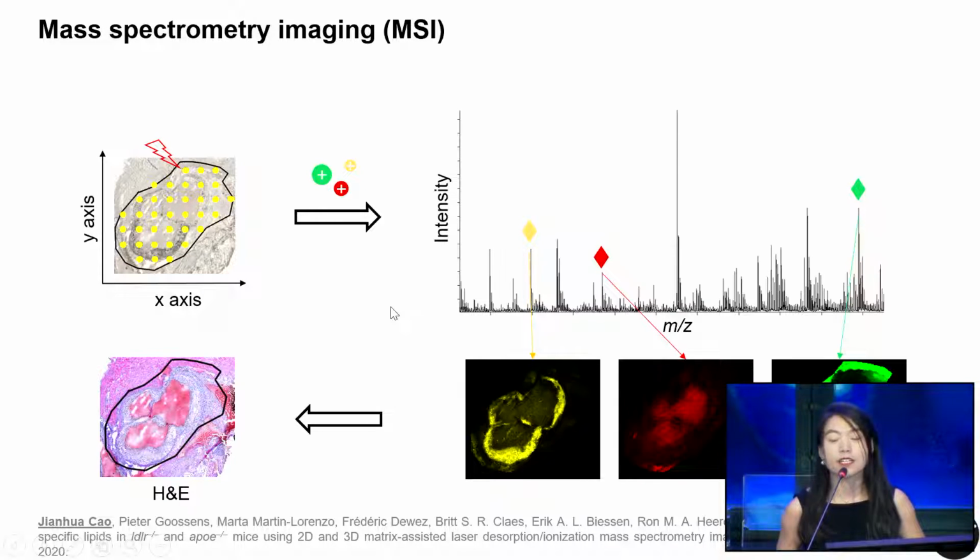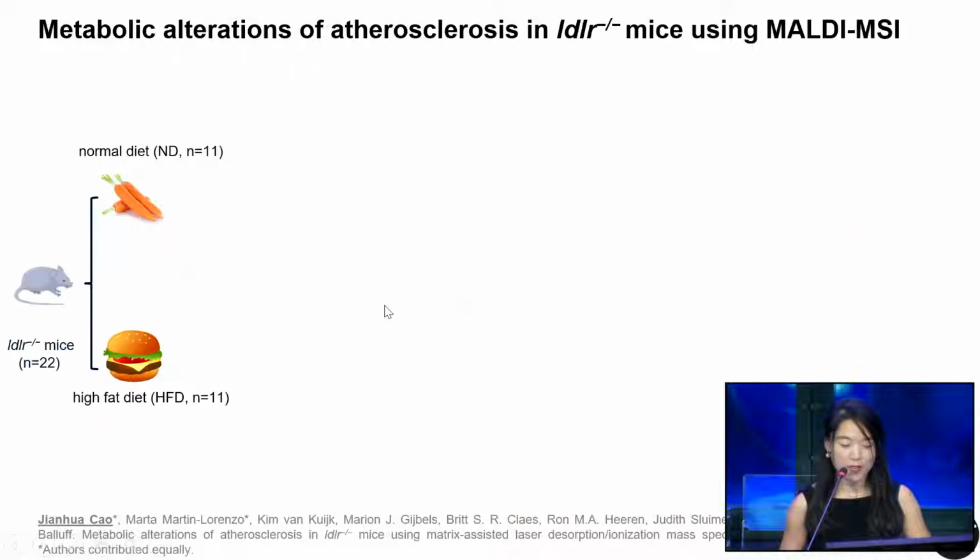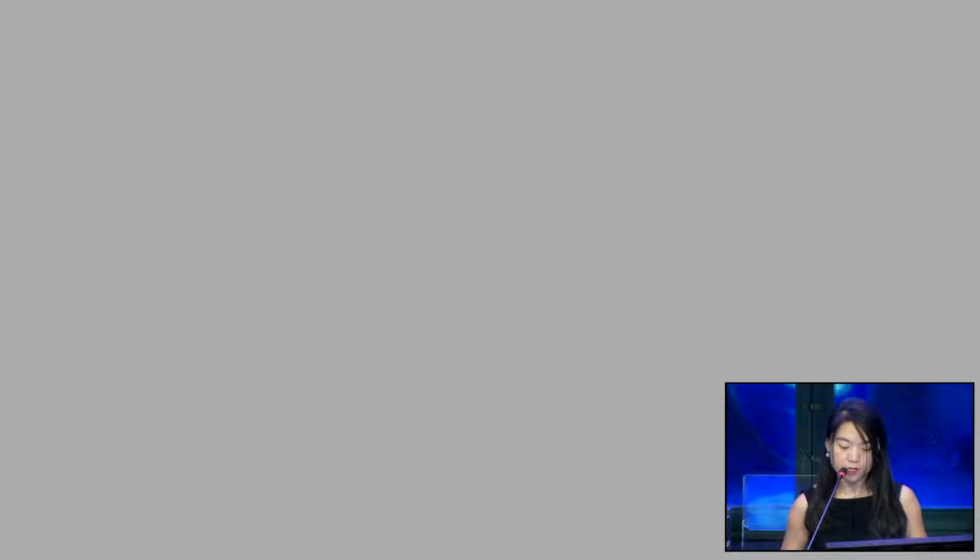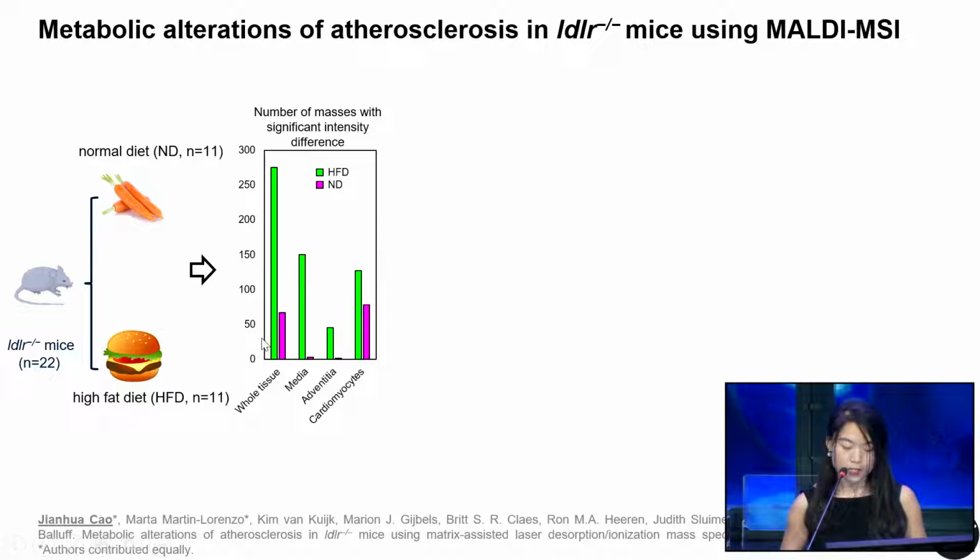Due to many advantages of this imaging technique, we applied it to study metabolomic alterations in atherosclerosis in one widely used mouse model. Spatial metabolomics data were obtained from 11 control mice and 11 pathological mice. The results showed metabolic alterations are not just happening in different layers of the artery, but also in the surrounding heart tissues. Moreover, most of these significant molecules are more abundant in the pathological condition.